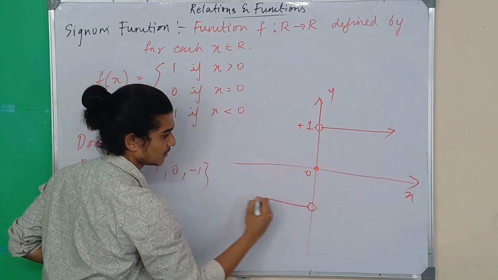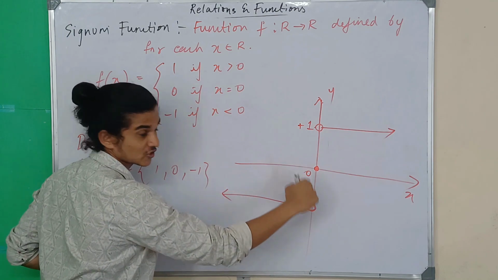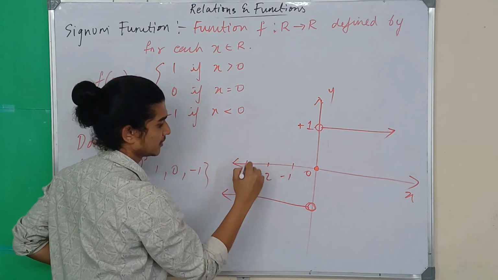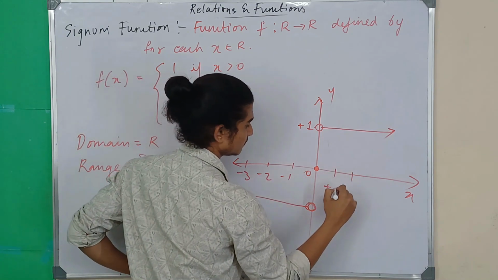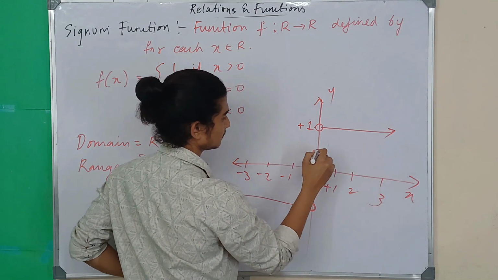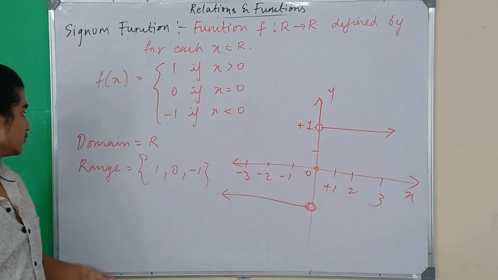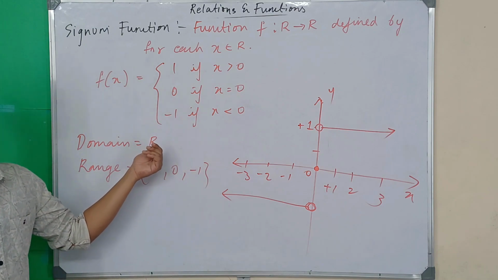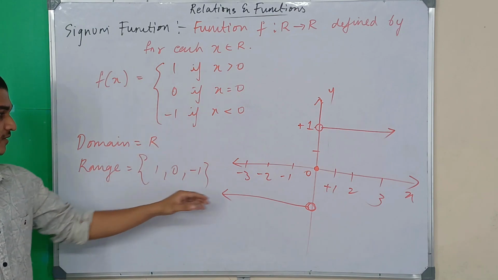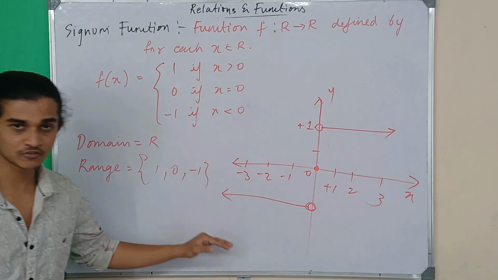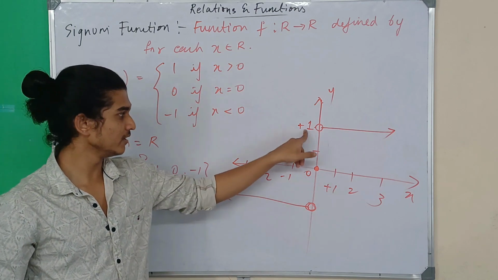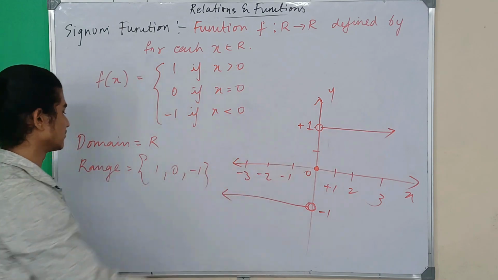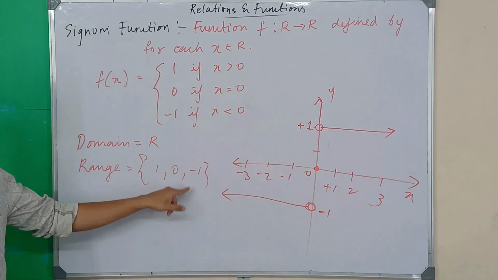At minus 1, you should exclude this point because that corresponds to 0, and this is all our number line, minus 1, minus 2, minus 3. This is our plus 1, plus 2, plus 3. This is our y-axis, and this is our x-axis. So for your domain, you can put all the values of x. That's why all real numbers should be taken as the domain. The range is: for any values of x, your output is always going to be 1, 0 or minus 1. That's why the range is 1, 0 and minus 1.